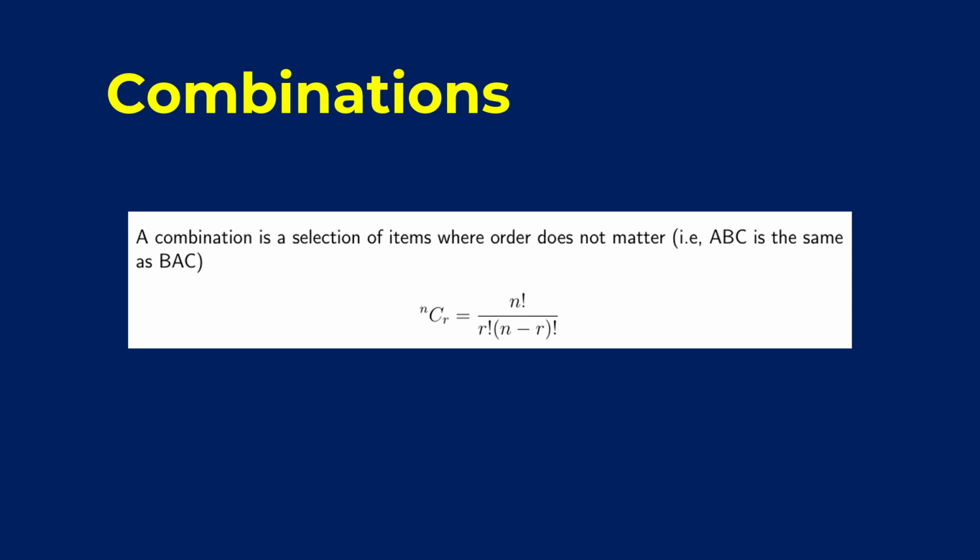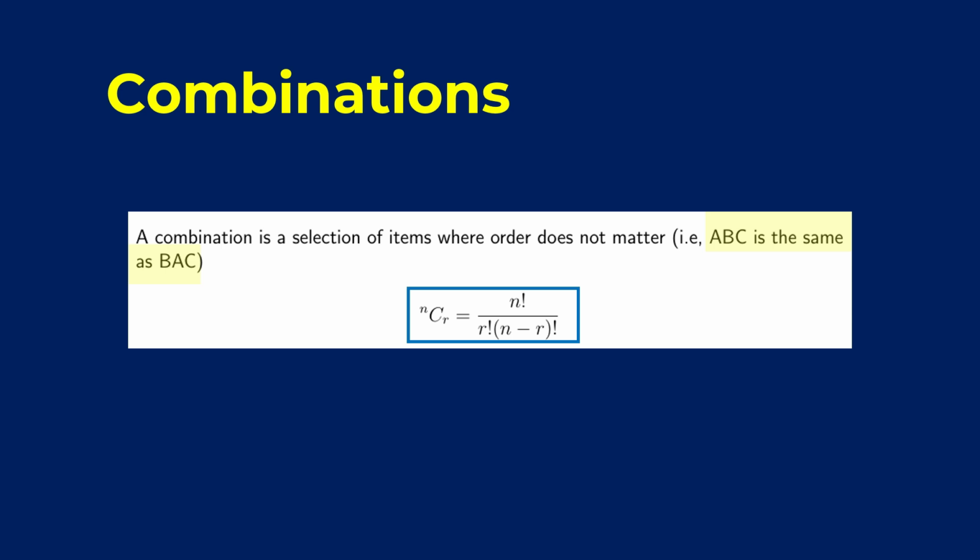In permutations, we saw that we are interested in the order of arrangement of the objects. However, in many problems, we are only interested in choosing objects without regard to order. A combination is a selection of items where order does not matter. That is, ABC is the same as BAC. Here we can use this formula, which represents the combination of n things taken r at a time.